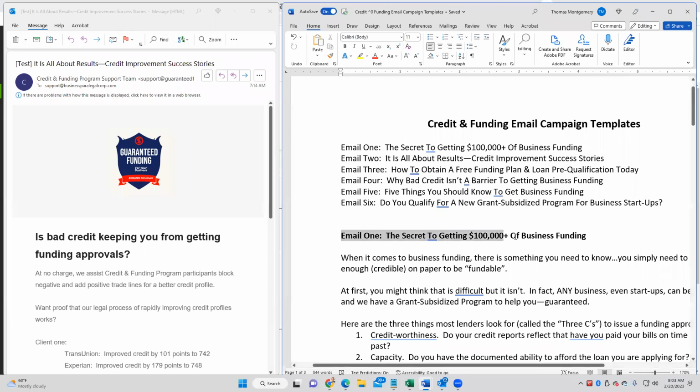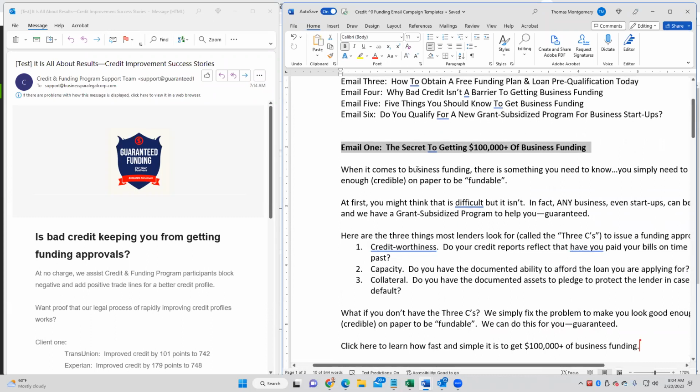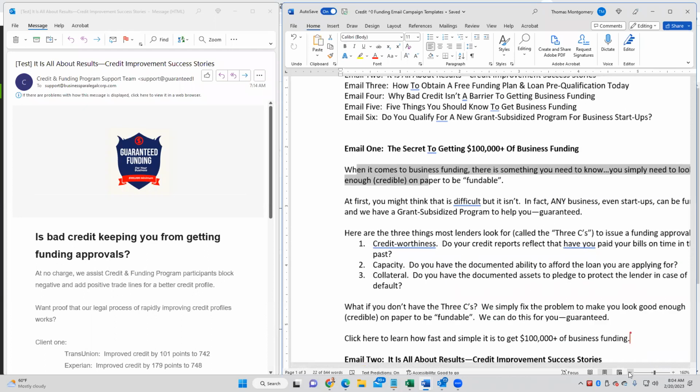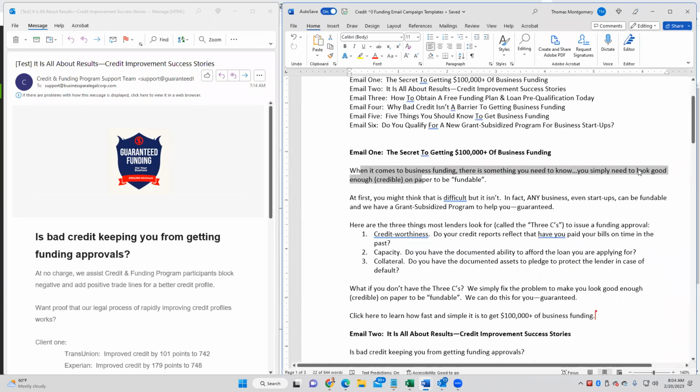Email 1: the secret to getting $100,000 of business funding. That would be the subject line that the recipient sees in their inbox. The content for email 1 was, when it comes to business funding, there's something you need to know. You need to look credible on paper to be fundable.